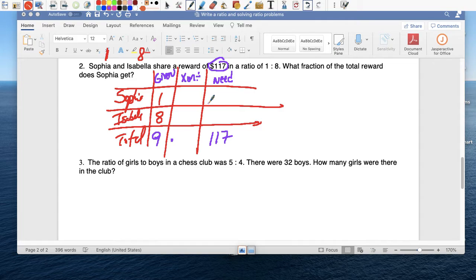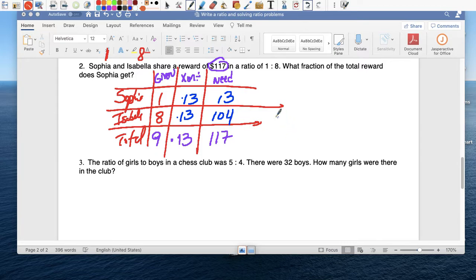And you're going to get 13. So this is a times 13 relationship. Choose another color. So everything is going to be times 13. Ooh, pretty color. 1 times 13 is 13. 8 times 13 is 104.